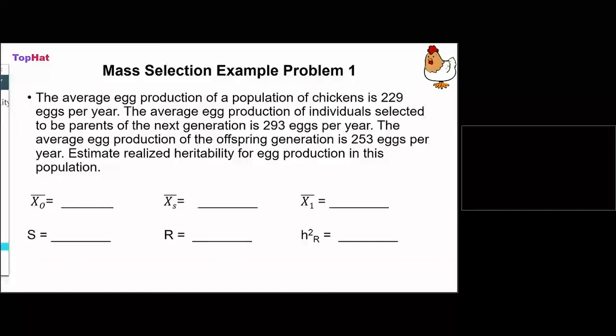So let's go ahead and start walking through this. So the original average egg production is what? 229. The average production of those he selected to breed are 293. And then the average egg production in the next generation? 253. Okay.